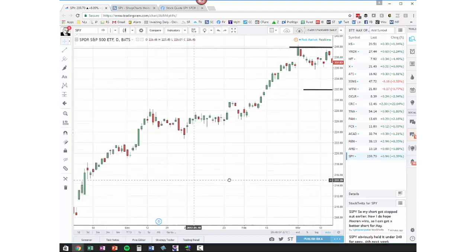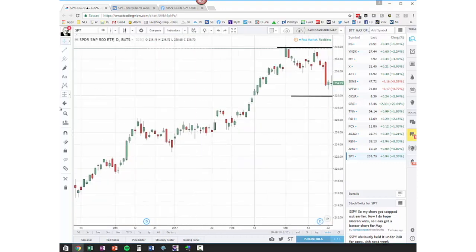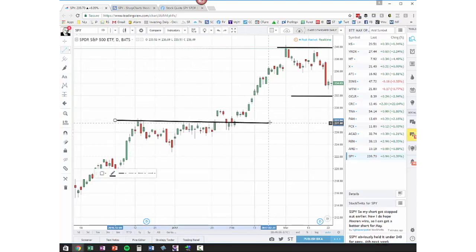Let's see if we can find some more resistance lines. Here is a classic set of resistance lines right here. We have the containment for one week, two weeks, three weeks, four weeks in a row. Can't get past what is that number? About 228. Can't get past 228. Keeps tagging that number. Can't get up there.